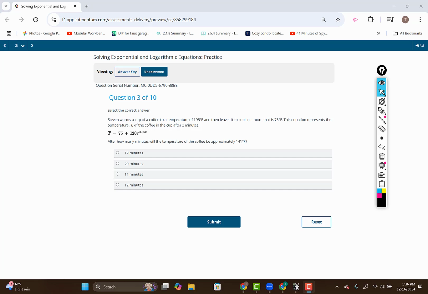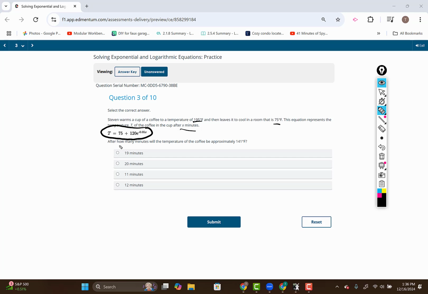Steve warms a cup of coffee to a temperature of 195 degrees Fahrenheit and then leaves it to cool in a room that is 75 degrees Fahrenheit. This equation represents the temperature of the coffee in the cup after X minutes. So X represents the minutes. Here's our formula.